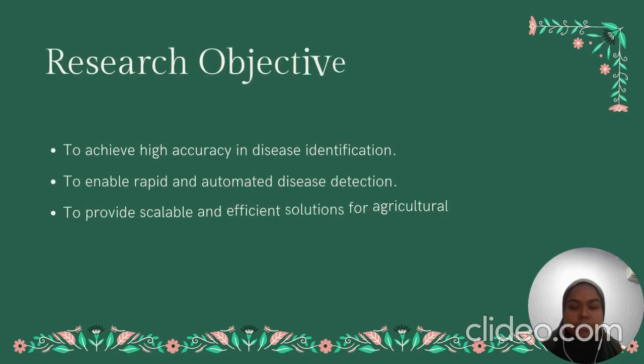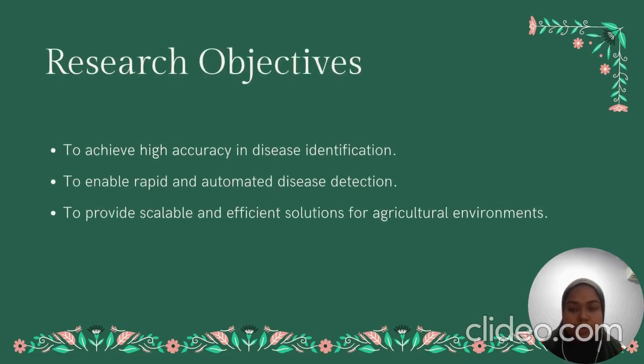So, for the research objectives, the first one is to achieve accuracy in disease identification of rice plants. The second one is to enable rapid and automated disease detection. And the third one is to provide a scalable and efficient solution for agricultural environments for rice plant disease detection.